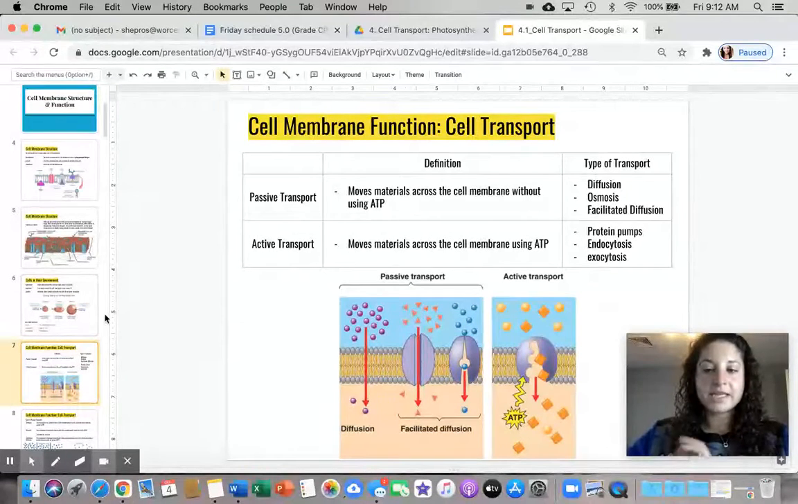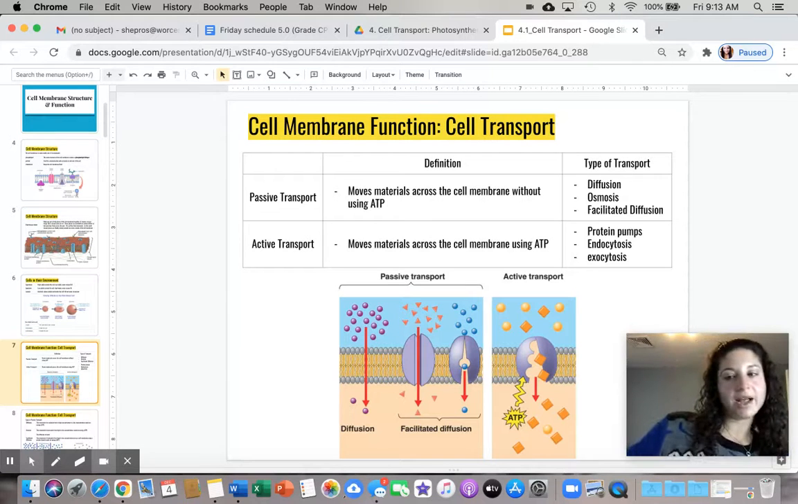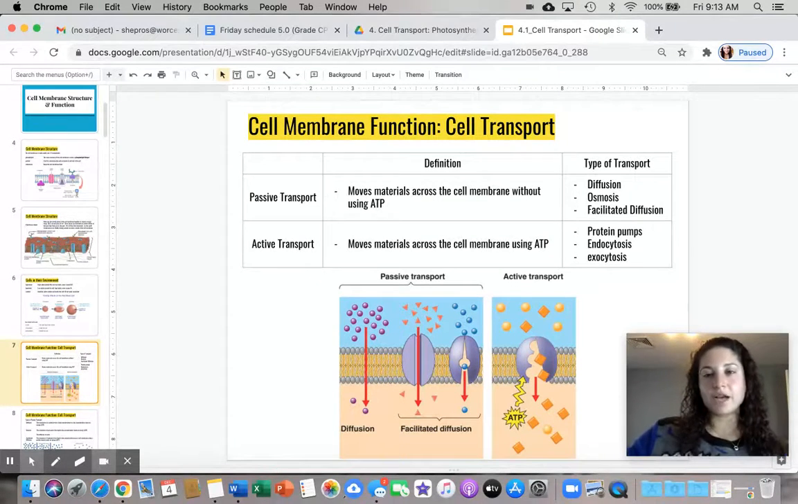The first type of transport is called passive transport. Very similar, if you are being passive in your life, you're usually sitting around, laying down, not using too much energy. Passive transport, you are moving materials across a cell membrane without using any ATP, without using any of your cellular energy. Different types of passive transport are diffusion, osmosis, and facilitated diffusion. We will be talking about these on the next slide.